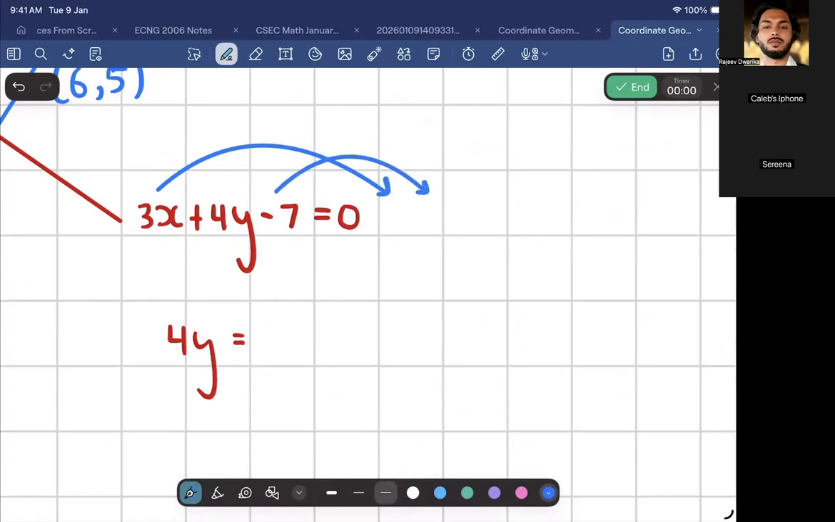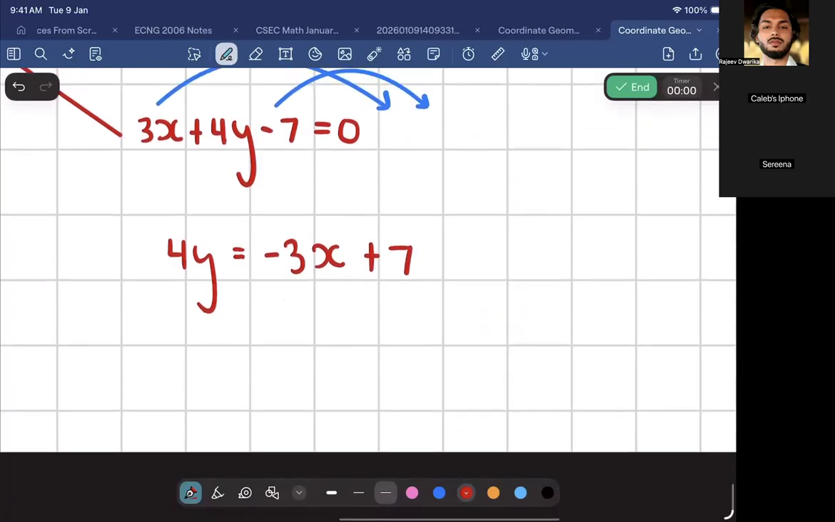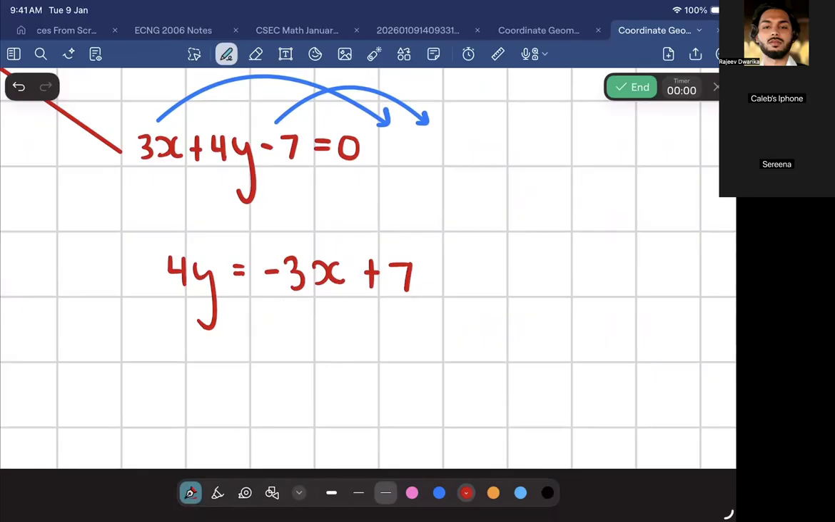Now the signs would change. So that 3x is going to turn to what? Minus 3x. And what else? Plus 7. So now I have 4y, but I want to find for 1y. So what would I need to do with 4y? Divide. And if I do something in one place, I need to do it everywhere. So I'm going to divide every single term by 4. So I'm going to end up with y is equal to what? Minus 3/4 x plus 7 over 4.